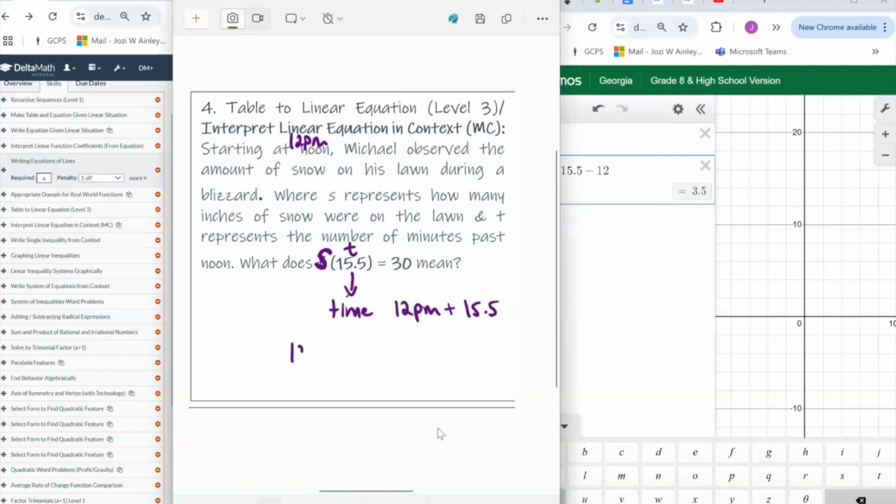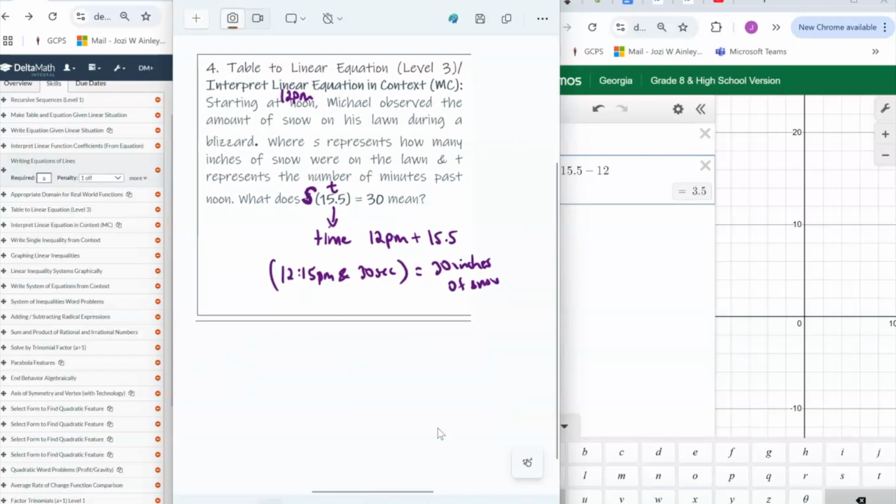This is interesting. 12:15 p.m. and 0.5 is what? 30 seconds, right? At 30 seconds, all right, at 12:15 p.m. and 30 seconds, there will be 30 inches of snow. Okay, so at 12:15 p.m. and 30 seconds at Michael's place, there'll be 30 inches of snow.